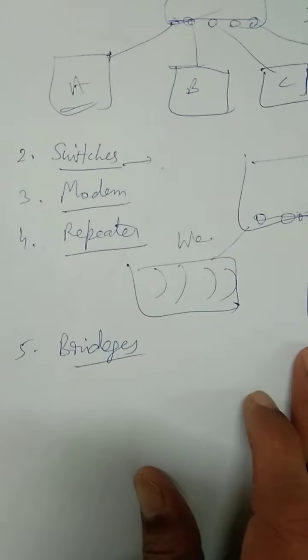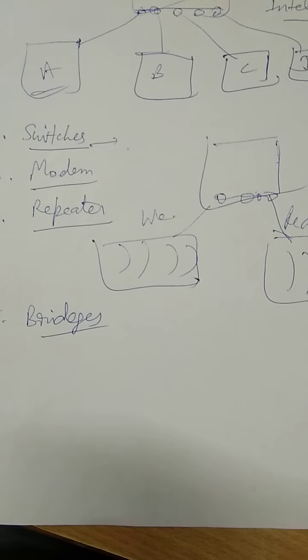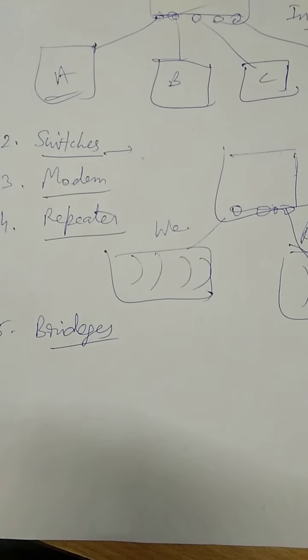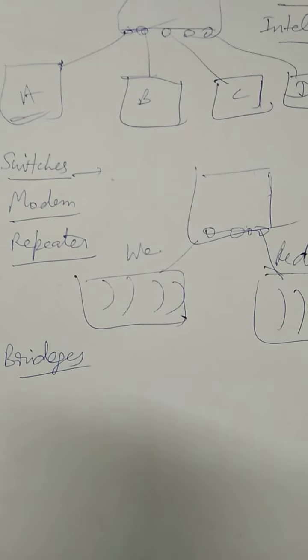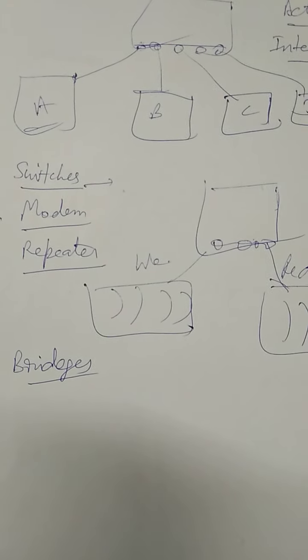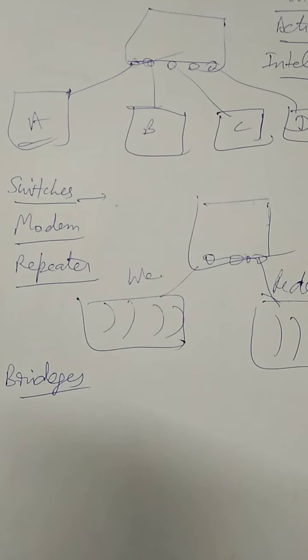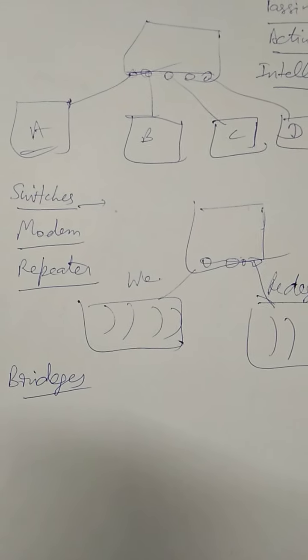Bridges. What are bridges? Bridges are devices that are used to connect similar LANs or identical networks. The major difference between a bridge and a repeater is that the bridge has a filtering capability.